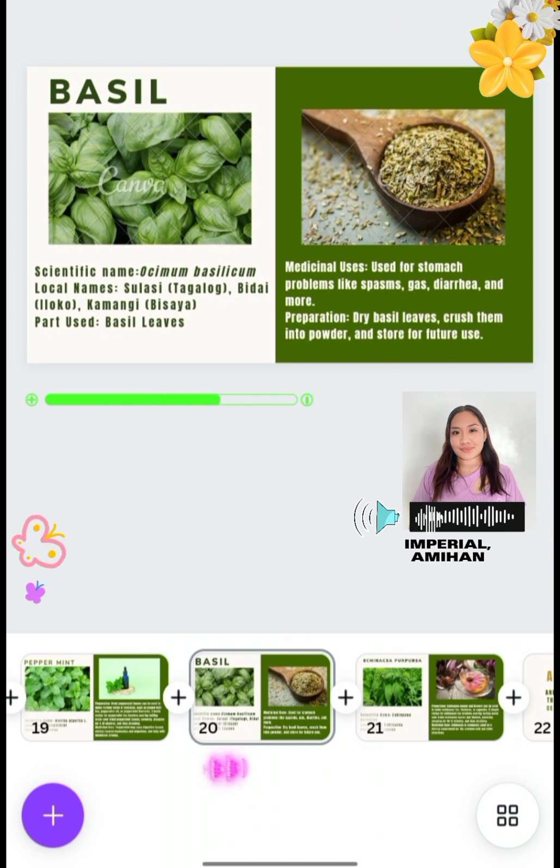Medicinal uses: used for stomach problems like spasm, gas, diarrhea, and more. Preparation: dry basil leaves, crush them into powder, and store for future use.